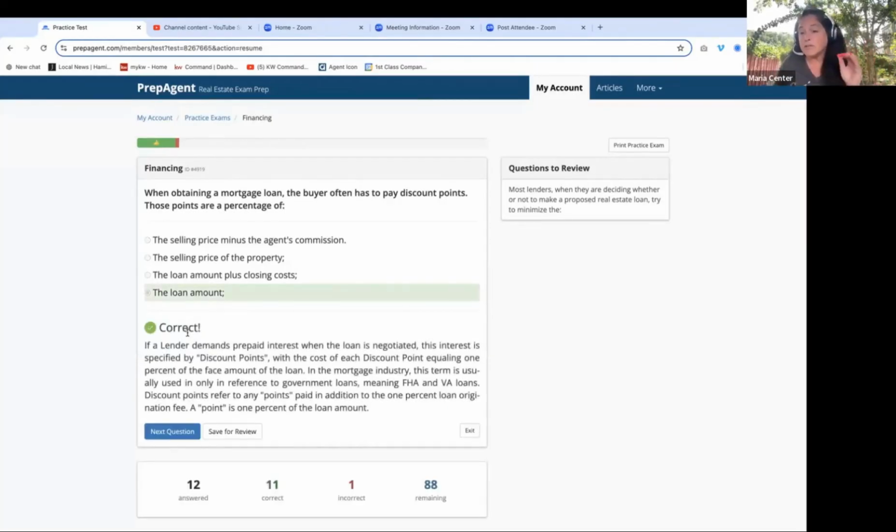Each discount point costs the borrower 1% of the loan amount. Don't forget that formula. That's super important. Each discount point costs the borrower 1% of the loan amount, not the purchase price. Be careful with points questions because they may show up in your finance section on your test, or they might also show up in the math portion or calculations portion of your test.